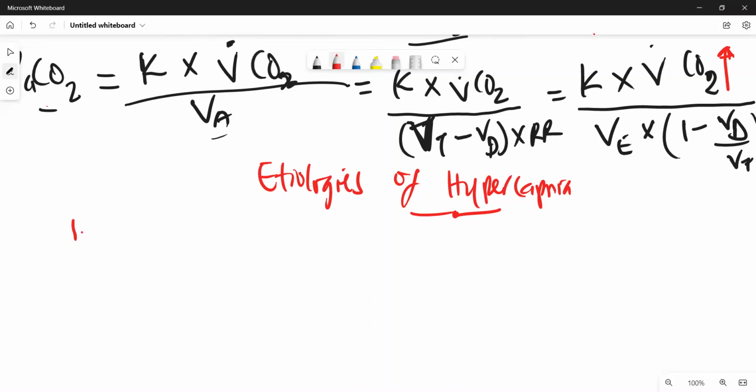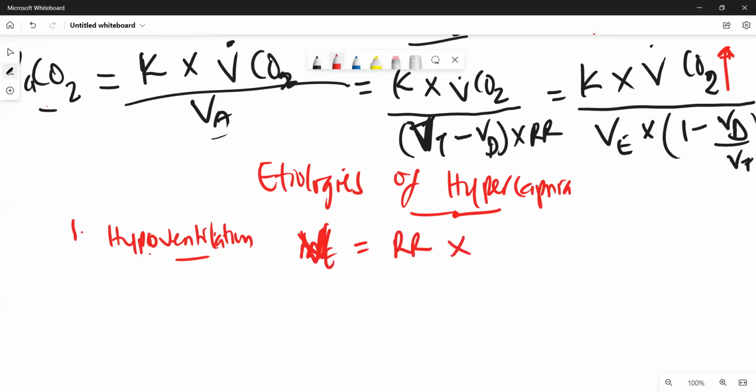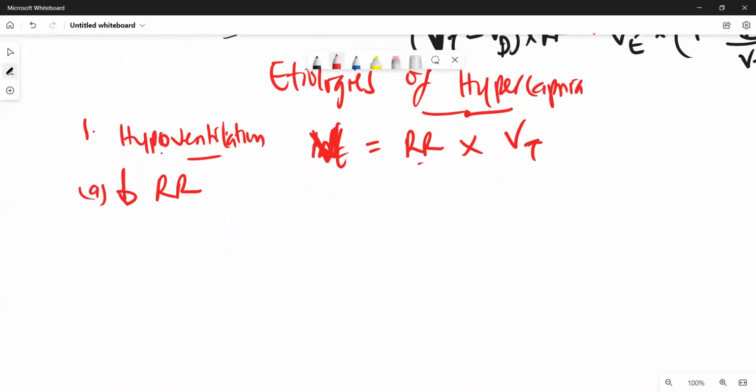So the first one is going to be hypoventilation. Like we mentioned earlier, minute ventilation is equal to respiratory rate multiplied by tidal volume, which is VT. So under hypoventilation, it can be due to a decrease in respiratory rate. What are the things that can lead to decreased respiratory rate? It could mean there is a decrease in respiratory drive.